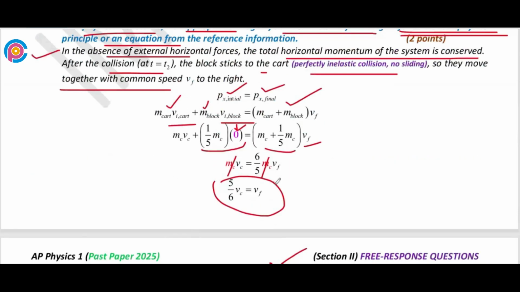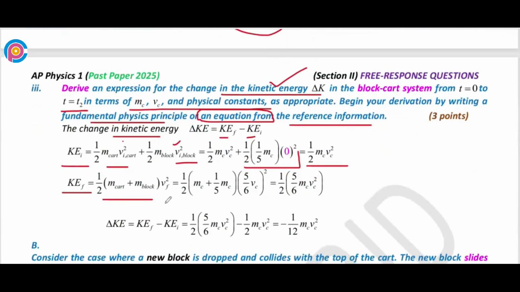We have calculated their combined final velocity, so we can place the vf value here. Now their total value is equal to 1/2 times 5/6 mc vc squared. I skip some algebra here after simplifying, so that's the final kinetic energy. Now we have to find the change, final minus initial. So the answer is minus 1/2 mc vc squared.